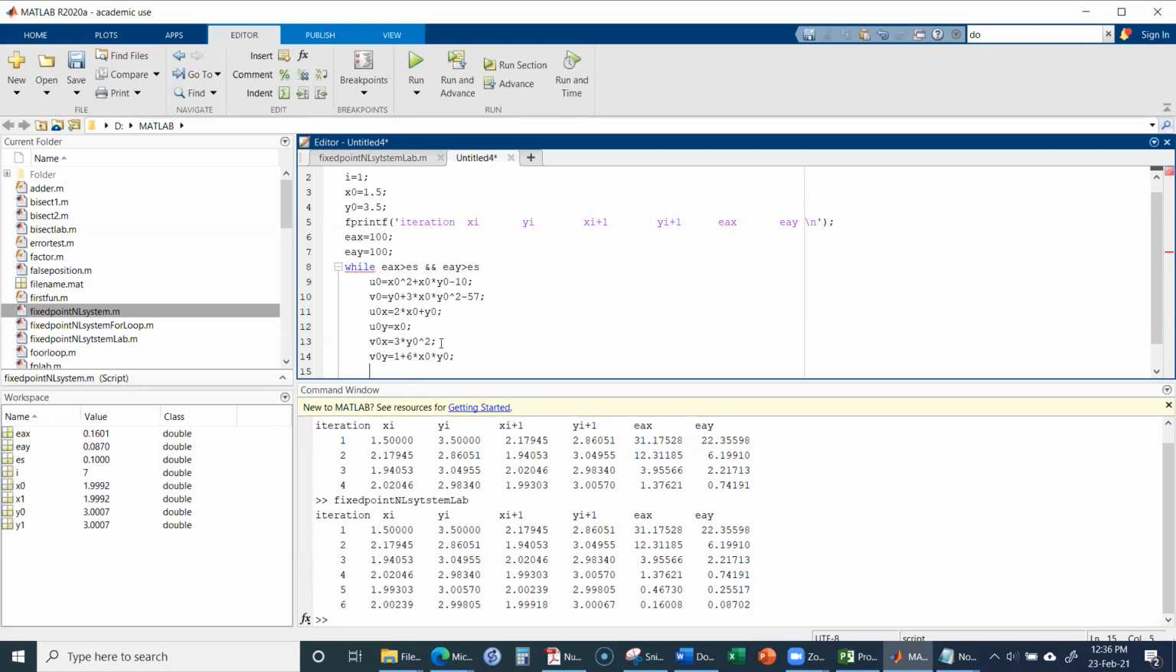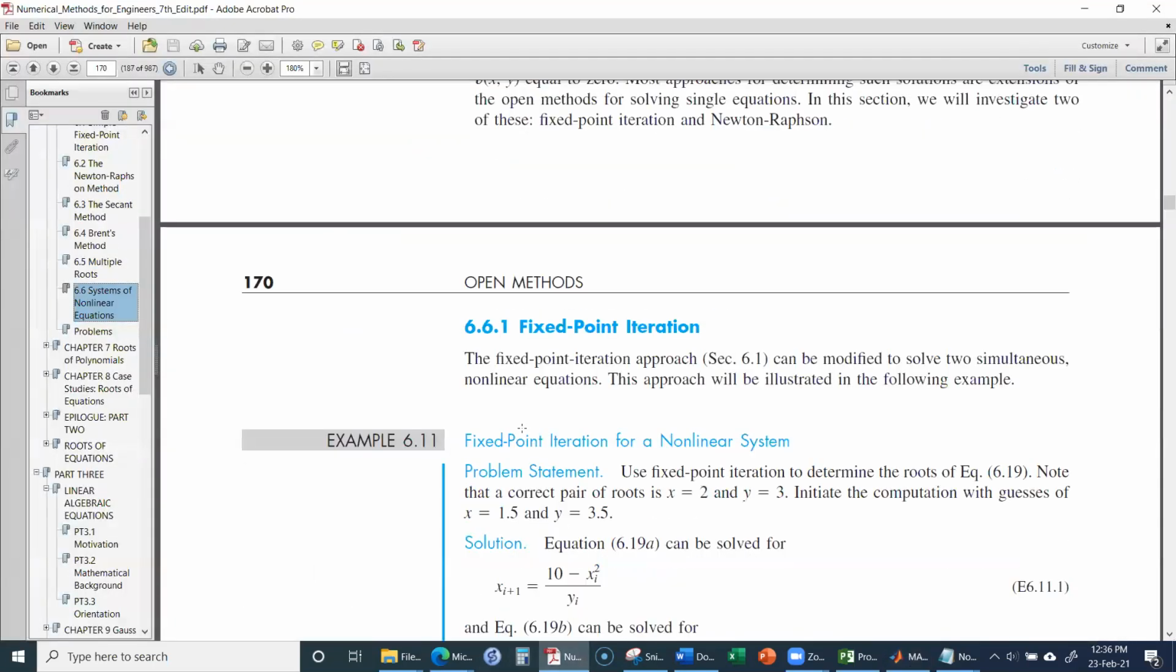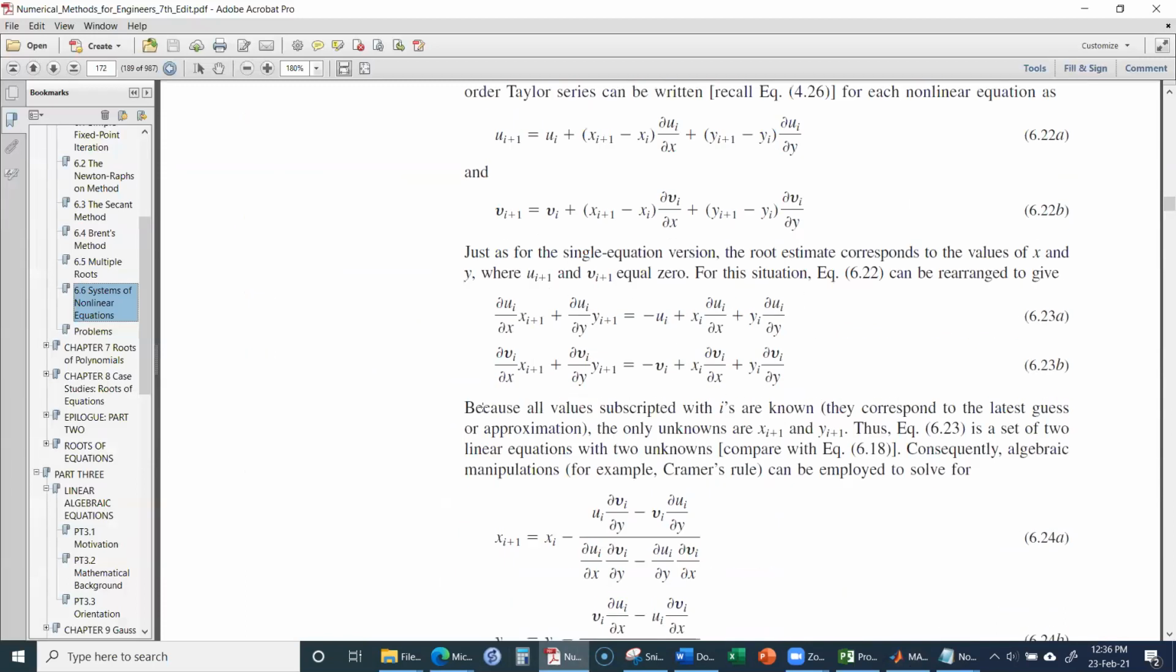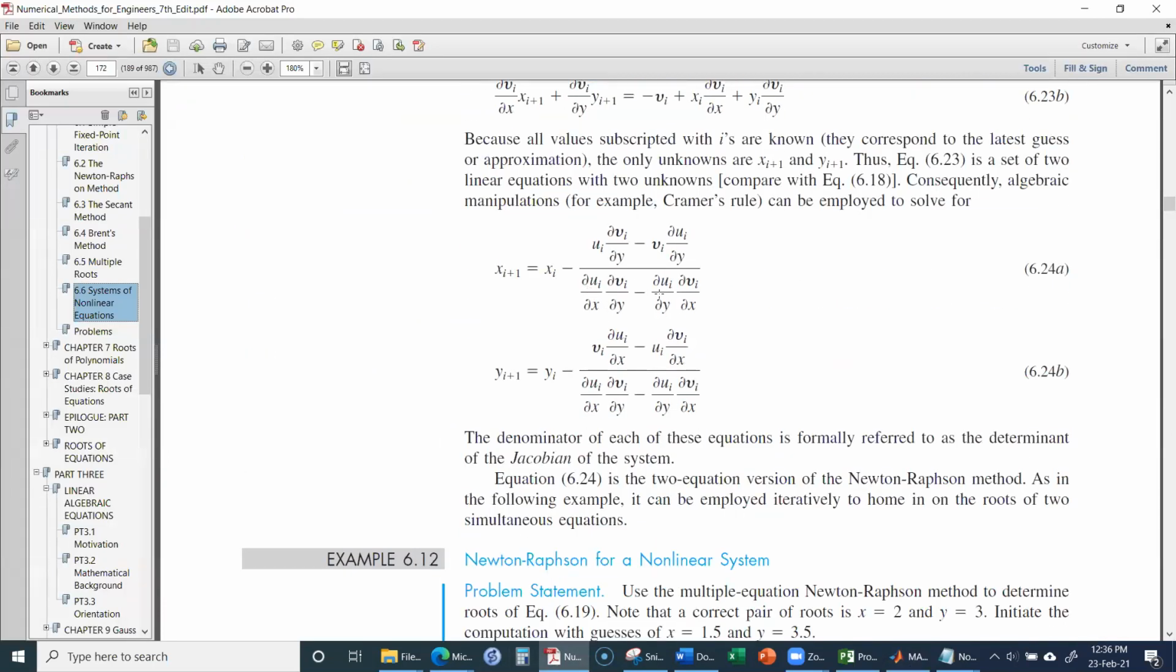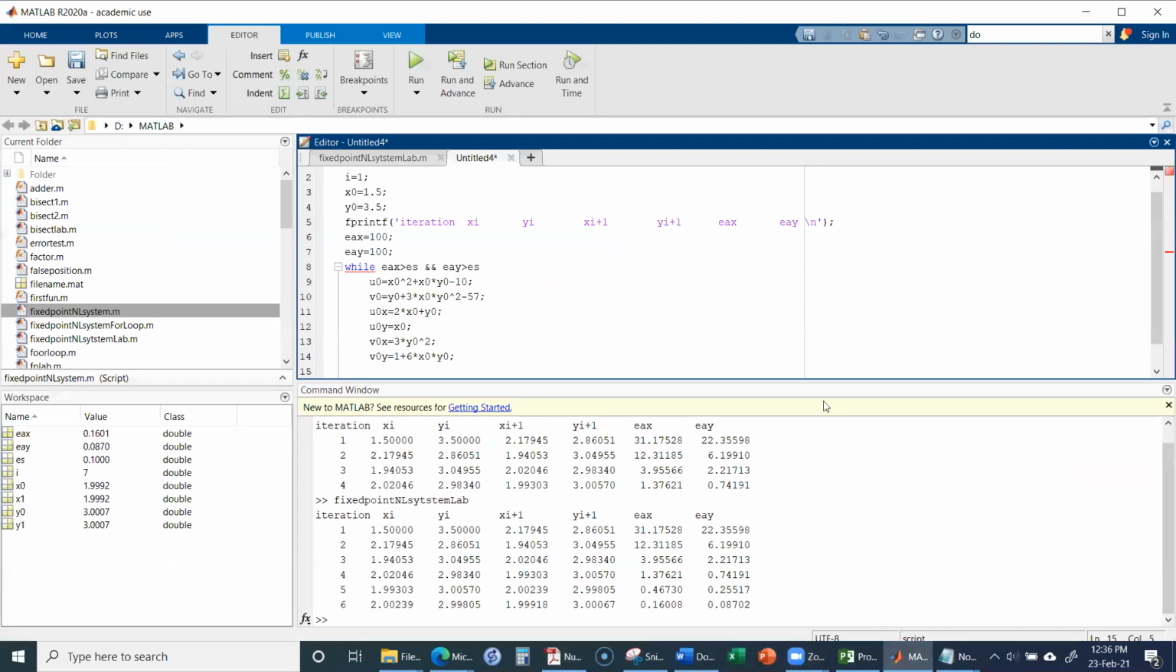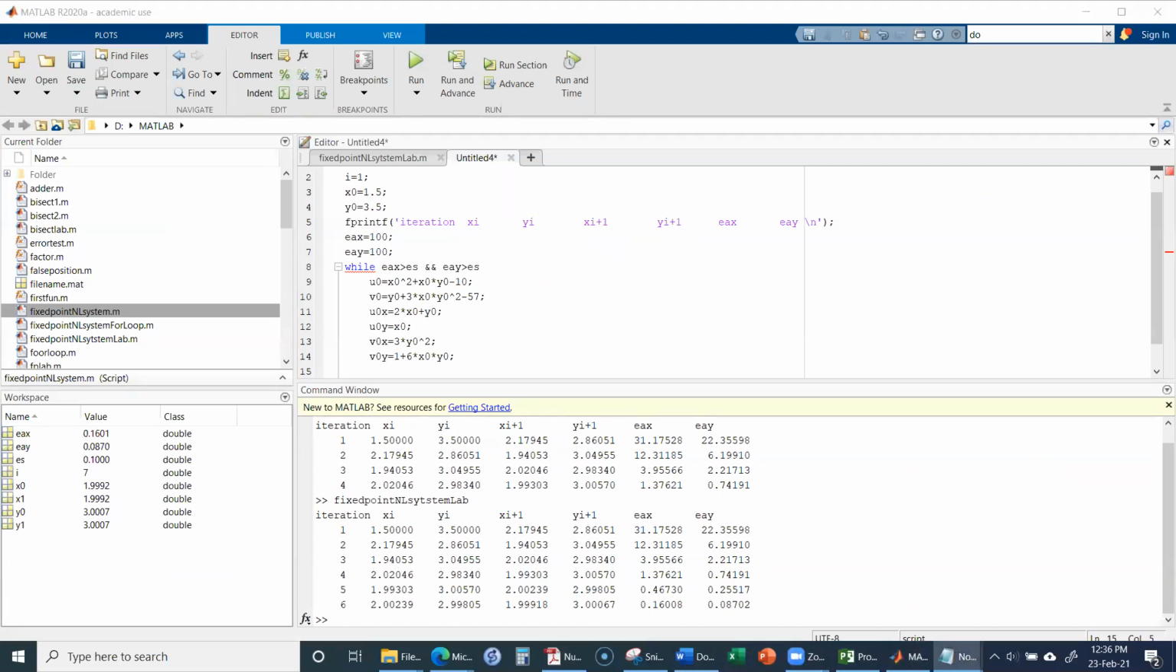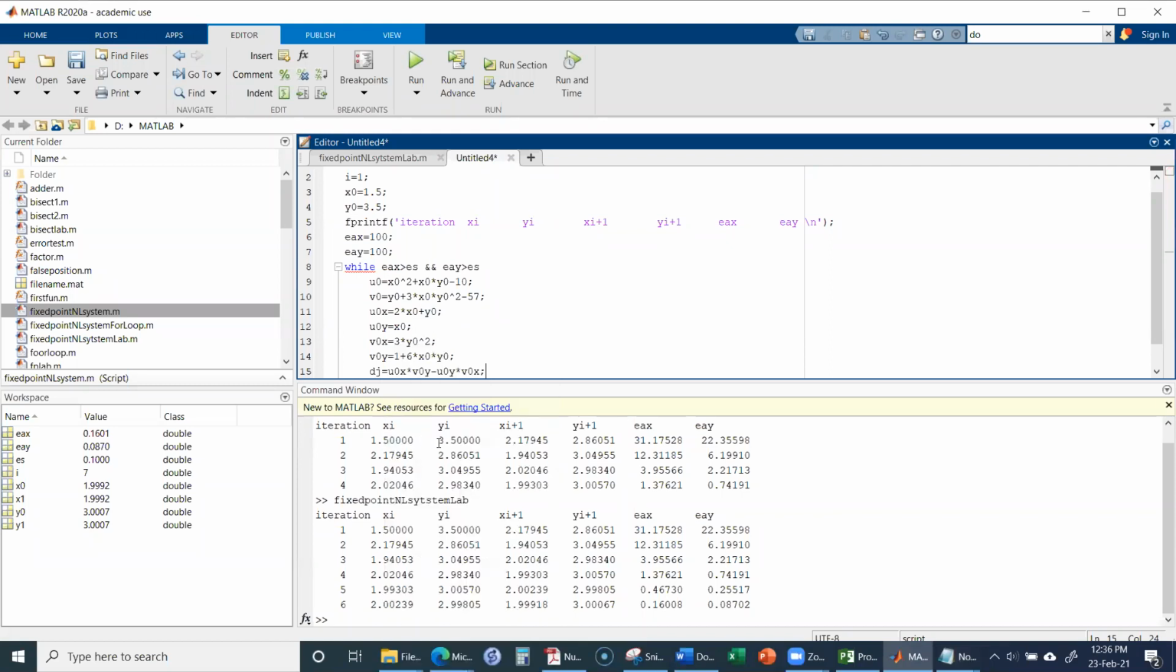So the next is we need to apply this formula for the Newton-Raphson. In this formula, the determinant, this denominator value, is common. So for ease of our calculation, we can calculate it separately. What is that determinant? It is ux times vy minus uy times vx. In order to save time, I can just copy and paste from my solution over here. So ux vy minus uy vx. This is the denominator.